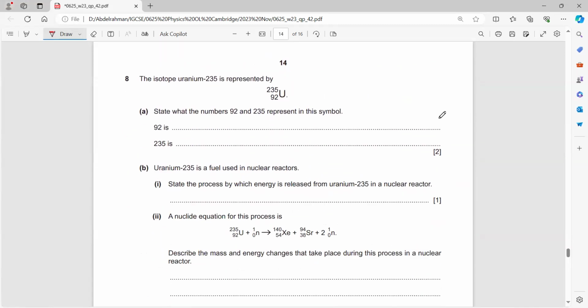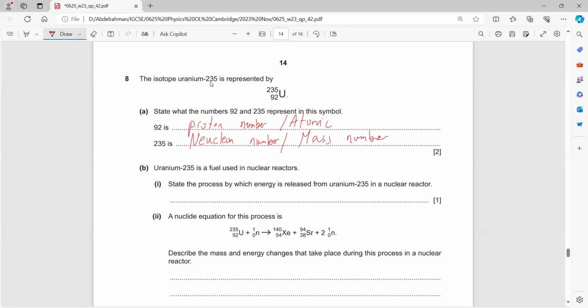An isotope of uranium is represented by a symbol. State what the numbers mean. What's 92? 92 is the proton number. 235 is the neutron number? No, it is not the neutron number. It is the nucleon number, or you can say the mass number. The atomic number is the proton number. The mass number is the same as the nucleon number.